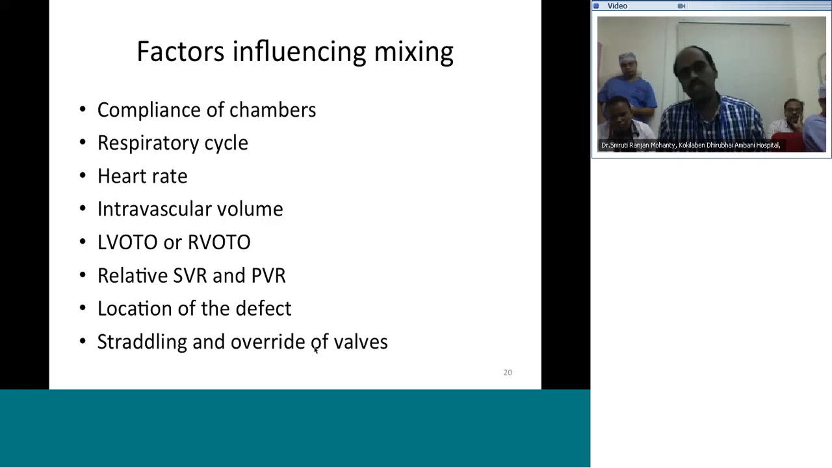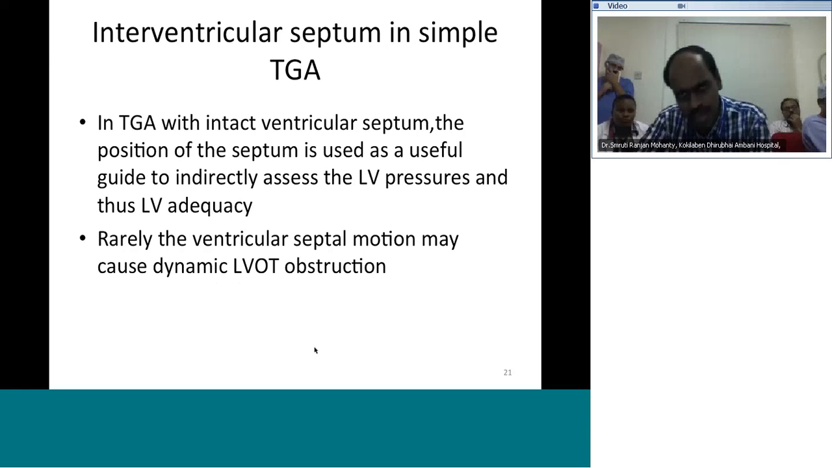So the question for a postgraduate student: what are the factors that influence mixing? It is the compliance of the chambers, the respiratory cycle of the patient, the heart rate, the intravascular volume, presence of outflow tract obstruction on the right or left side, relative systemic and pulmonary vascular resistance, location of the defect, straddling and overriding of the valves. In between, I will tell you what is needed for the exam as in a textbook, and in between we will try to understand the physics.